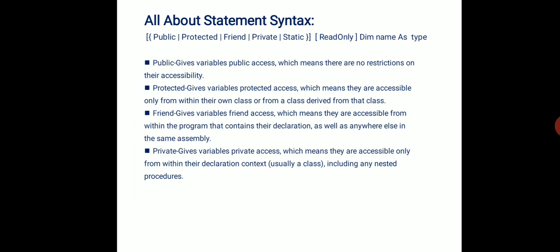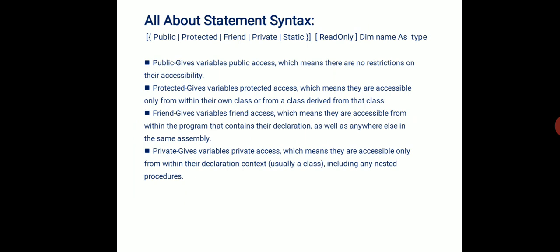And one more, it is friend. It gives a variable friend access, which means they are accessible from within the program that contains their declaration as well as anywhere else in the same assembly. So this friend variables can be accessed throughout the program.